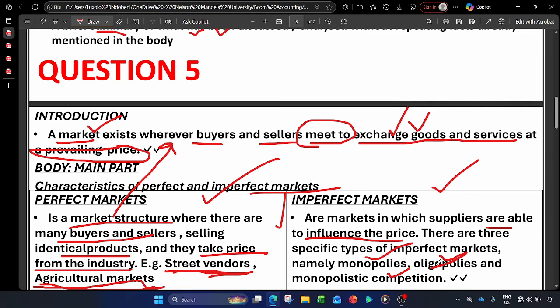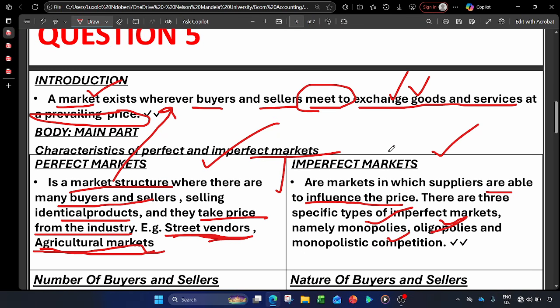There are four market structures, which is perfect market, oligopoly, monopoly, monopolistic. But there is only two, which is the perfect market and the imperfect markets. But when it comes to the imperfect markets, we have three imperfect markets, which is the monopolies, oligopolies, and monopolistic competition. So without wasting any time, let's discuss these characteristics and see the actual difference between the perfect and the imperfect market, right? So the first characteristics we're going to discuss is the nature of buyers and sellers.